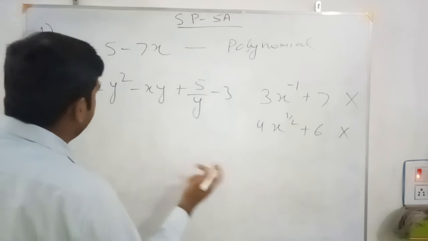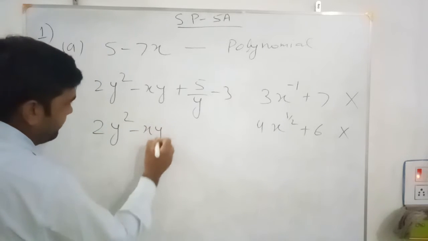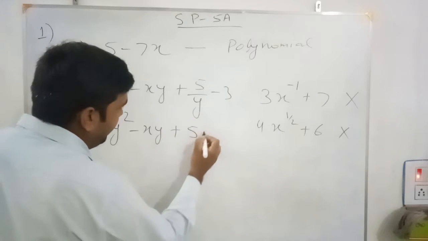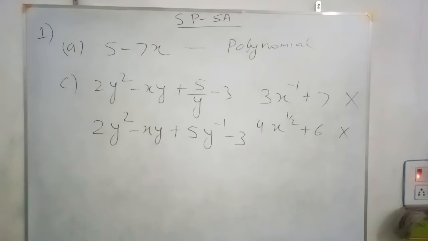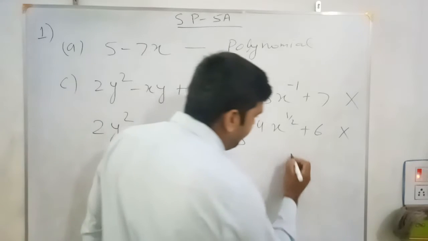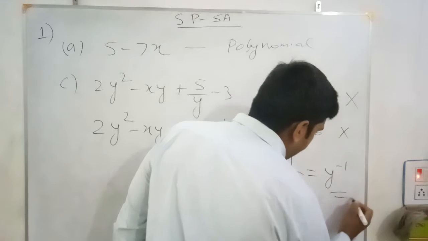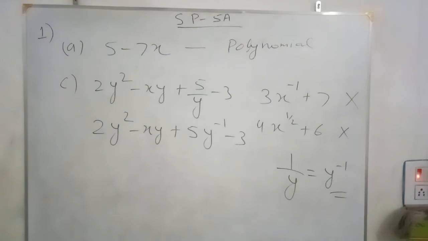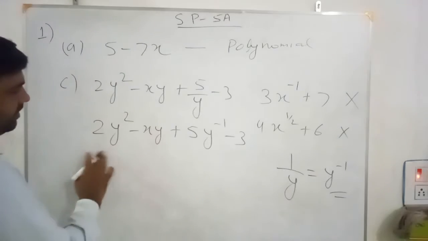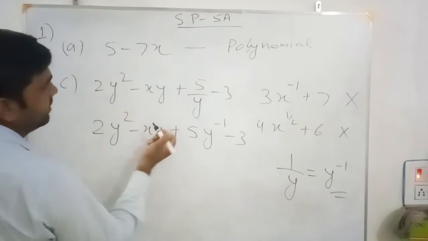5 by y can be written as 5y to the power minus 1, because 1 by y can be written as y inverse. Now the degree of this term y is minus 1. So that's why this expression is not a polynomial. So option C is not a polynomial.